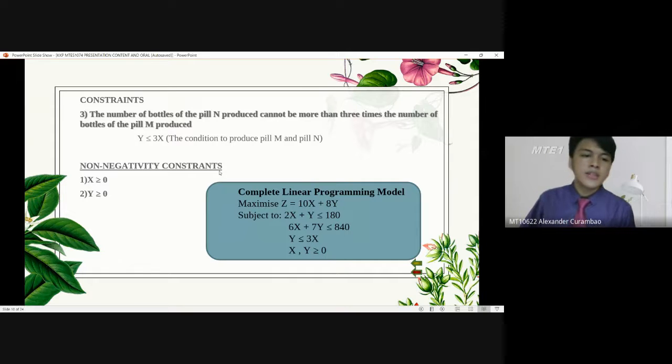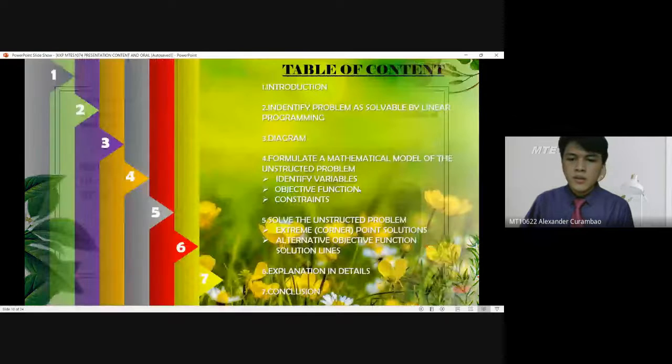Next, this is a non-negative constraint that I told you is a fixed rule. The first one is x is more than or equal to 0, and y is more than or equal to 0. This is the complete linear programming. Maximize Z equals 10x plus 8y, subject to 2x plus y less than or equal to 180, 6x plus 7y less than or equal to 840, y less than or equal to 3x, x and y more than or equal to 0. So we are finished with the mathematical model.